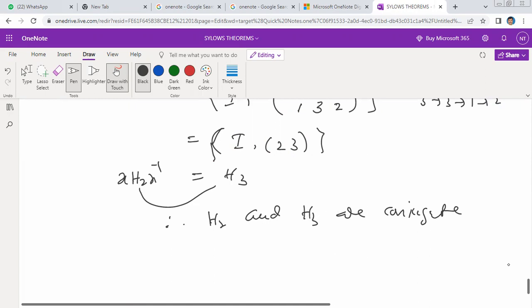Similarly, we can prove the remaining results also. You may try the remaining problems also: H1 and H2 are conjugate, H1 and H3 are conjugate, like that. The method is to calculate like this. Take any element and calculate with it. Sir, do we have to take (1 2) only? Whatever element you take, the process is satisfied.